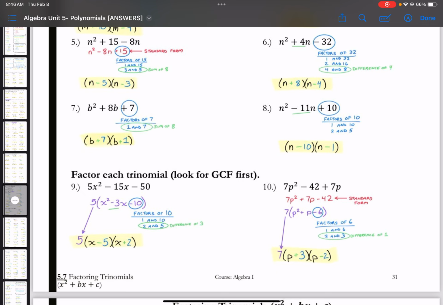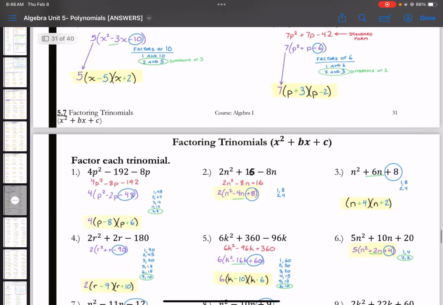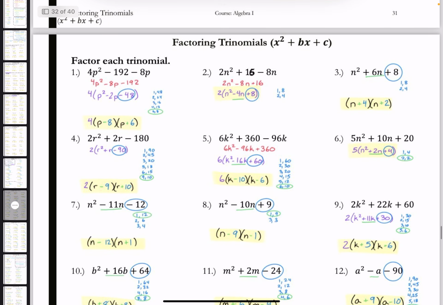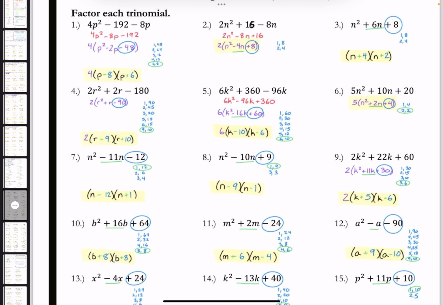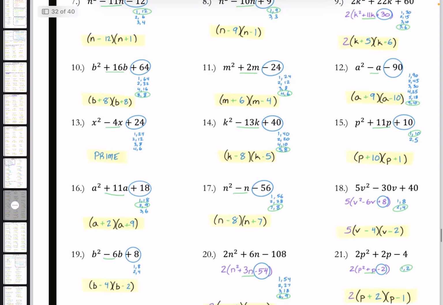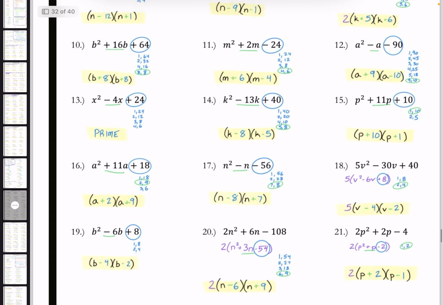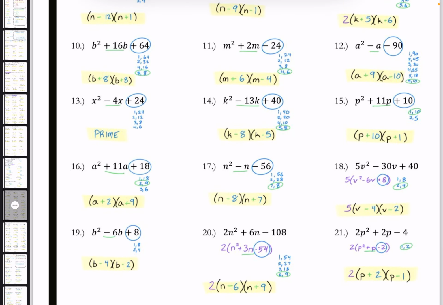I'm going to display the answers now. You can pause the video so you can check your answers to the top of these problems. And then I'm going to scroll so you can check your answers to the bottom half of these problems. Go ahead and continue to practice this.